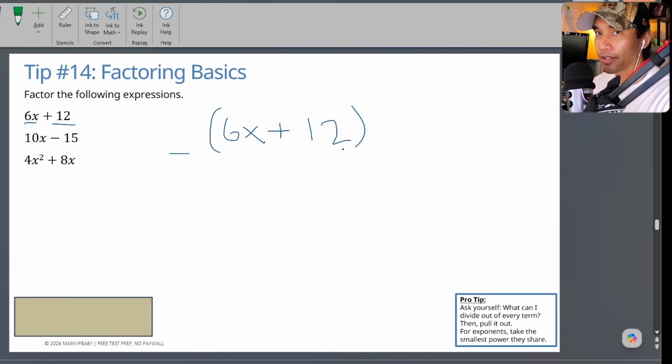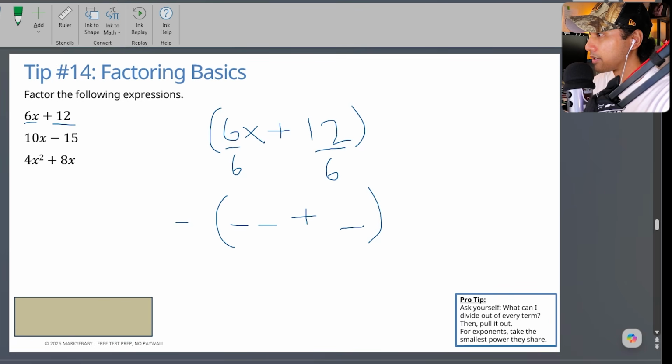Well, I could take out a 6, right? We both agreed that we could take out a 6. So I'm going to divide by 6, and then I'm going to move it down here. We get 6 divided by 6, that is 1, okay? Carry down the x because nothing is happening to the x, and then get the 6 and put it right here outside the parentheses. And what is 12 divided by 6? That's 2.